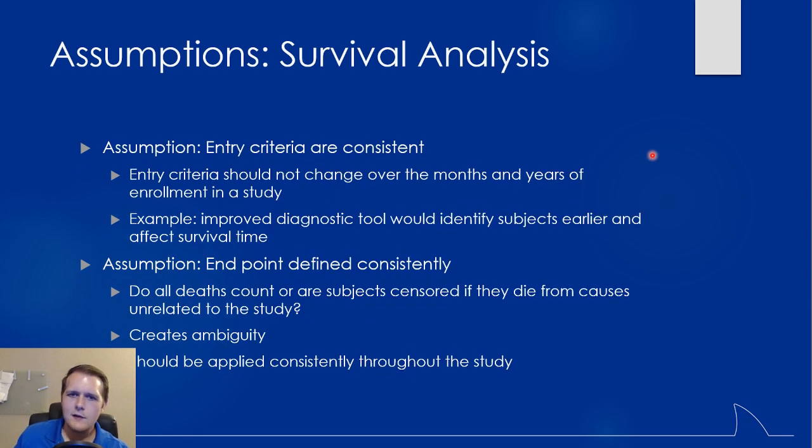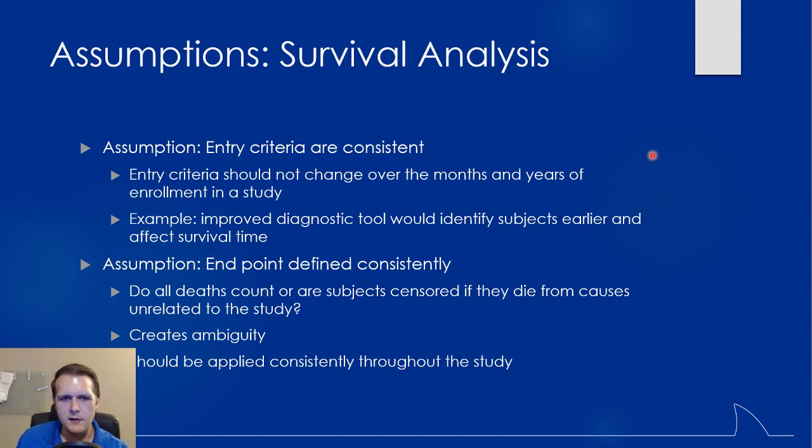Also, the entry criteria should be pretty consistent when doing these survival analyses, right? Because it could be years potentially between when a patient enters over that course, you tend to find that things like diagnostic tools could change over that time period, right? And so maybe you identify a particular variant of a disease and that may affect the survival time, right? So you have to make sure everyone gets included on the same exact entry criteria.